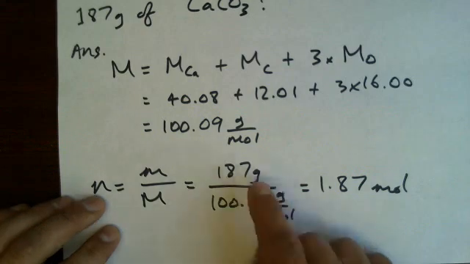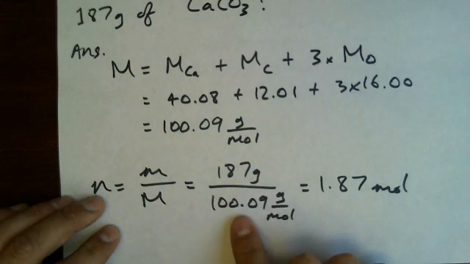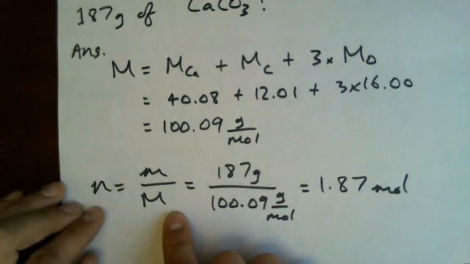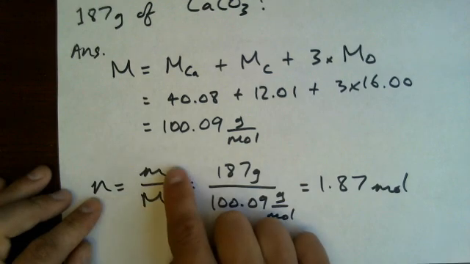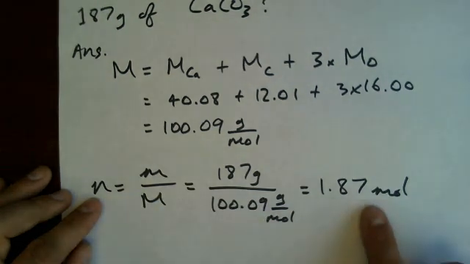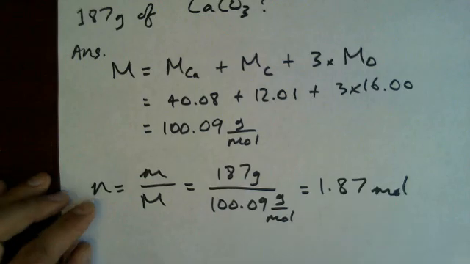So the number of moles would be the 187 divided by the molar mass, which is 100.09. This is a formula you'll have to really remember: n equals little m over big M. And so our answer comes out to 1.87 moles.